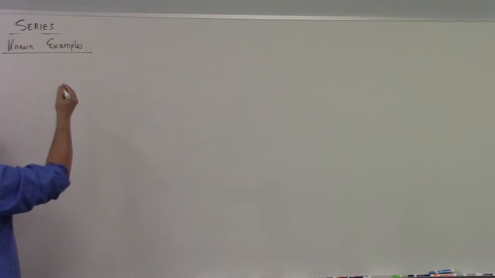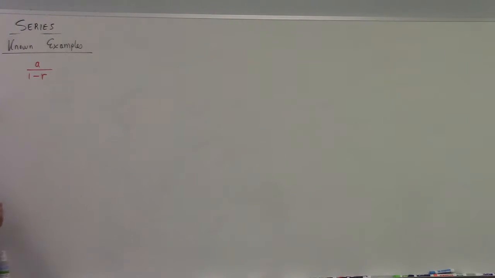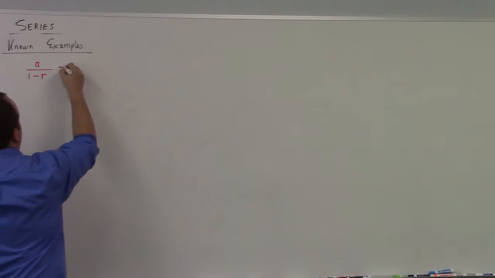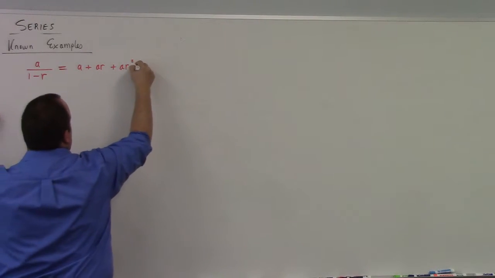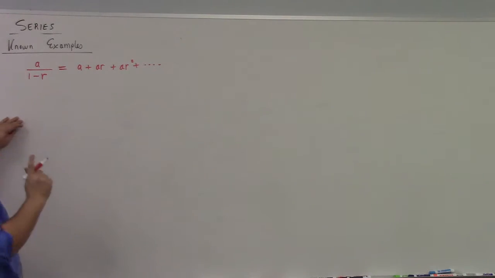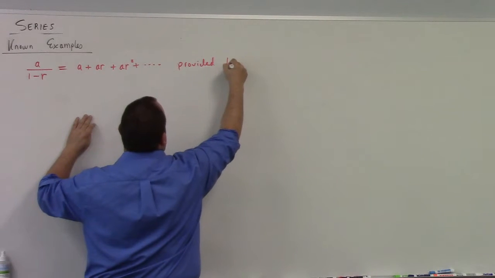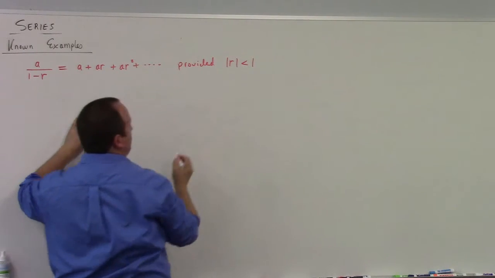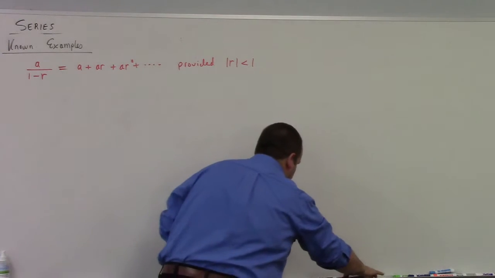The first and most important example is this one. This is what the geometric series converges to. So this is equal to a plus ar plus ar squared plus dot dot dot, provided that the magnitude of r is less than 1. From this, we can get stupid amounts of examples. Like, let me show you.